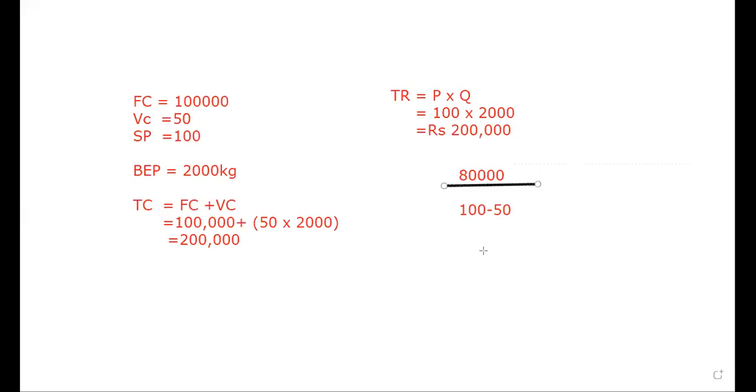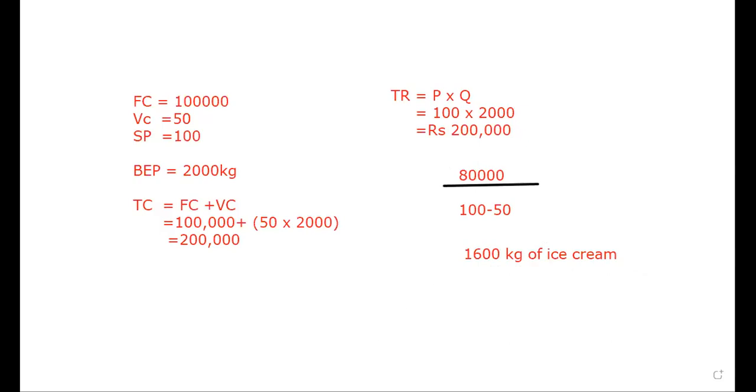The new answer coming is 80,000 over selling price minus variable cost, equal to 1,600. The answer coming is 1,600, which means 1,600 kilos of ice cream. Previously, according to 100,000 fixed cost, the break even point was 2,000 kilograms. But if the fixed cost goes down to 80,000, the break even also falls to 1,600, right? That's the answer for these questions.